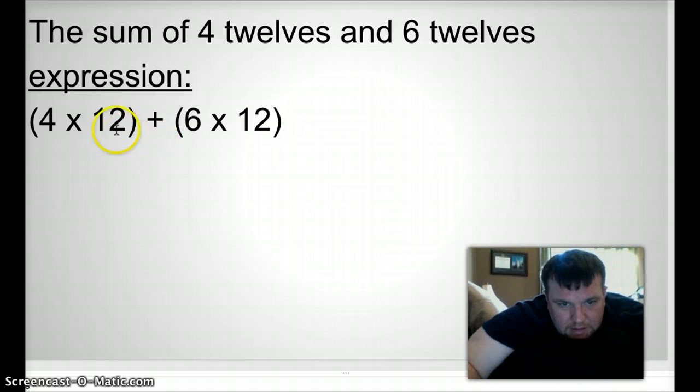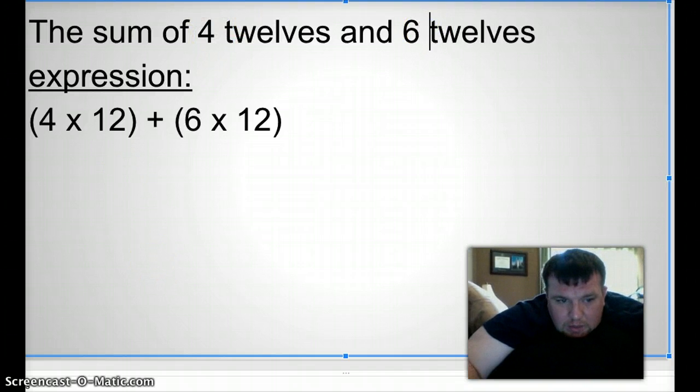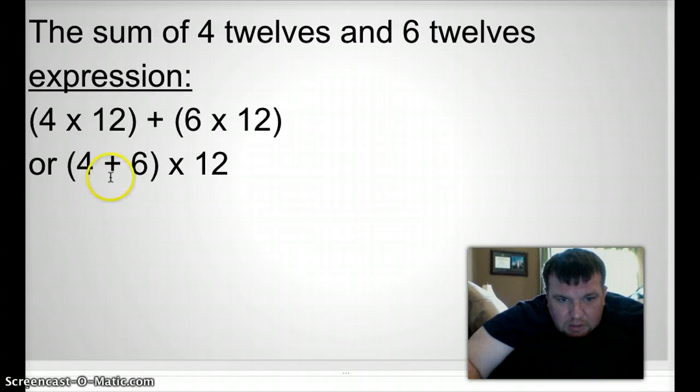But again, since they're both 12s in here, you could just add the 4 and 6, because wouldn't you agree that 4 12s and 6 12s is the same thing as 10 12s? Because if you add 4 12s to 6 12s, you would get 10 12s. So this is the other way: 4 plus 6 times 12, which would give you 10 12s, which would be the same as that. Those are the two expressions you could have written only because these two have 12s.